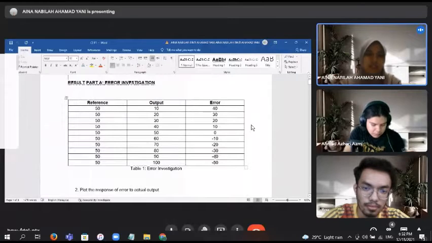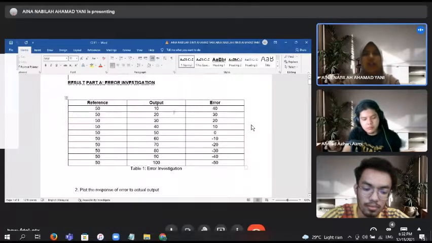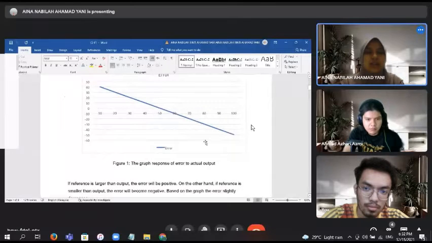So this is the result for part A, which is error investigation. As we refer to the formula, we get this table, with the same reference, which is 15. The output goes from 10 to 100, and then we get the error. Okay, so this is the plot, the response of the error to the actual output.